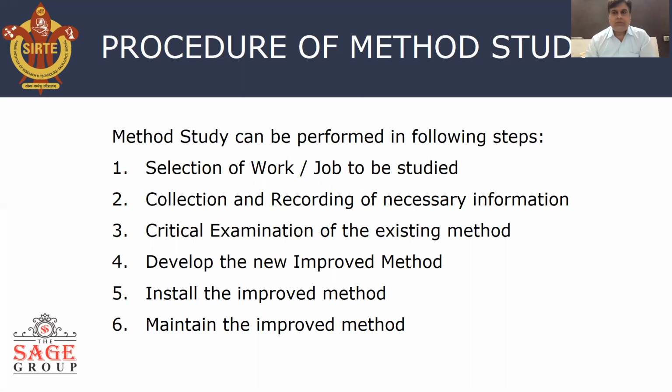These are the steps that should be carried out so that we can perform the method study. The method study can be performed in the following steps. Number one is the selection of work or job to be studied. Second, collection and recording of necessary information. Third, critical examination of the existing method. Fourth, develop the new improved method. Fifth, install the new improved method. And sixth, maintain the new improved method.